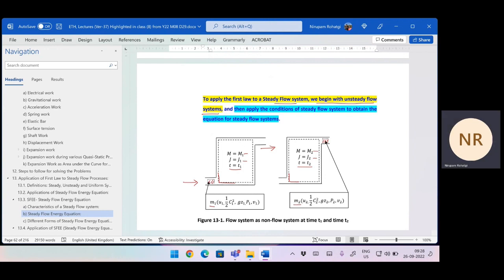Why are we doing it? Because we also have to study non-steady flow systems. If we apply the conditions of steady flow to the equation for a non-steady flow system, we get the equation for the steady flow system. So we will start with the non-steady flow system, apply the conditions of steady flow, and we will get equations for both. There is no point studying both of them separately.